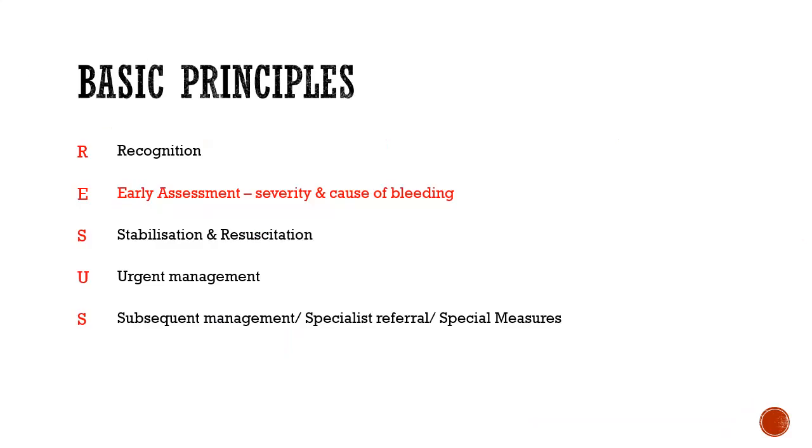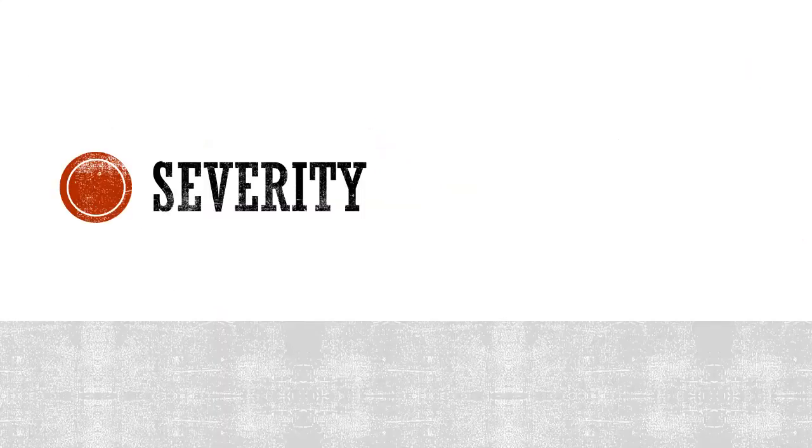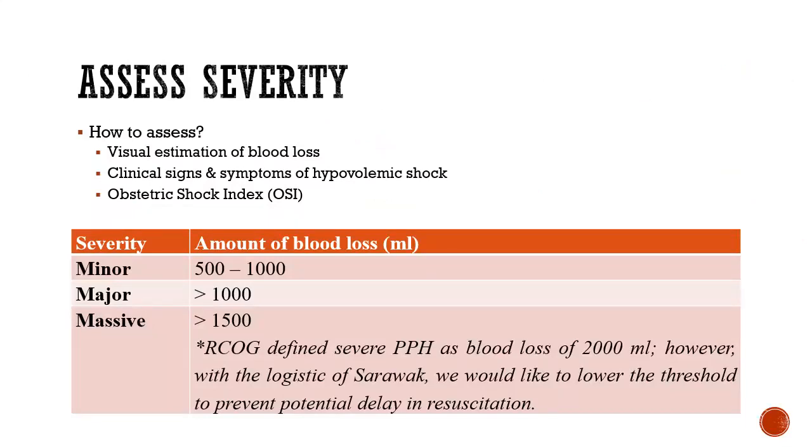So we have talked you through the definitions. You have already recognized that this is bleeding, and that this is an antepartum hemorrhage or a postpartum hemorrhage. Now you need to assess the patient quickly. Why do you want to assess? Because you want to know the severity and the causes of the bleeding. First we talk about severity. How do you assess the severity? You can do it by visual estimation, by clinical signs and symptoms showing whether it is a hypovolemic shock or not, or you can assess via the obstetric shock index.